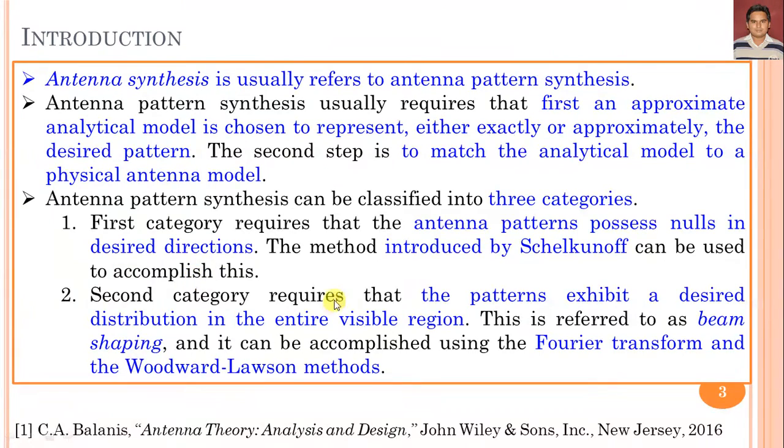The second category requires that the pattern exhibit a desired distribution in the entire visible region. This is referred to as beam shaping. Beam shaping can be accomplished by using the Fourier transform and the Woodward-Lawson methods. In the subsequent lectures we will discuss the Woodward-Lawson method and other methods also.